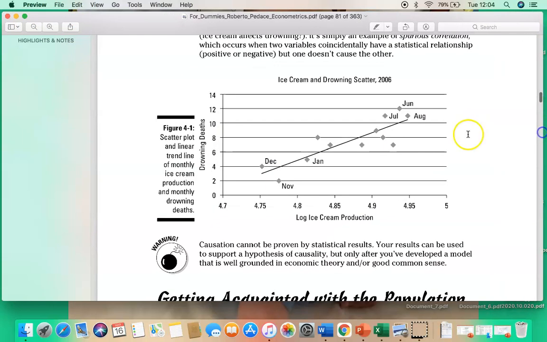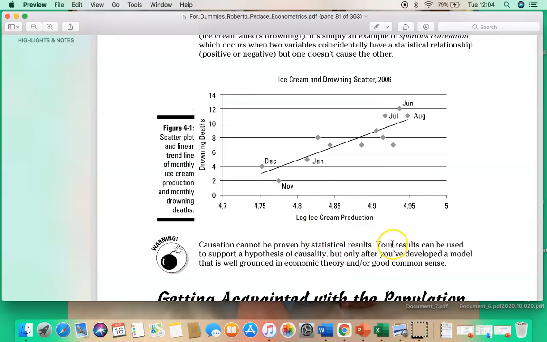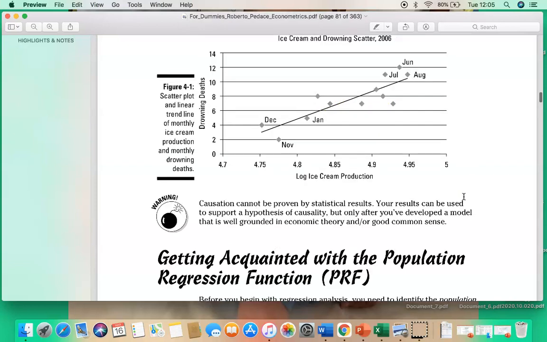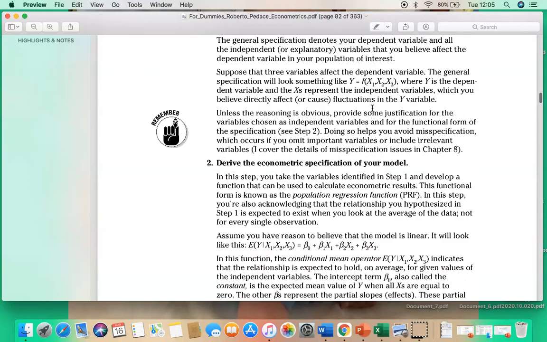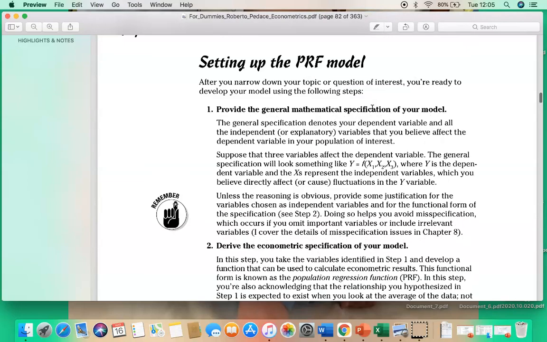Let me make this much bigger. This is to explain that causation cannot be proven by statistical results. Your result can be used to support a hypothesis of causality, but only after you develop a model that is well grounded by economic theory and good common sense. In that sense, this is the plot of ice cream and drowning. How does ice cream consumption relate to drowning? So interesting. Does it prove any relationship? It seems like there is some relationship in this sense, but we must have certain types of economic theory behind it to prove such a thing.